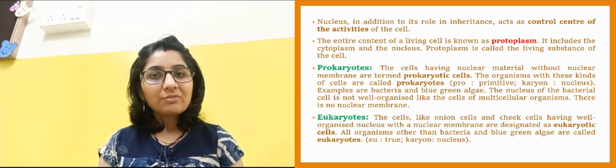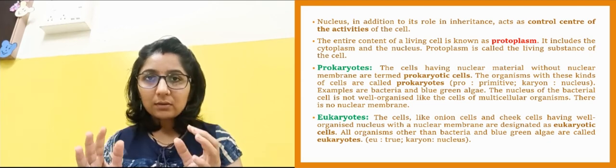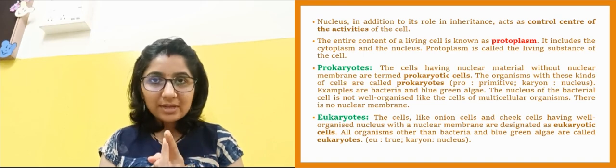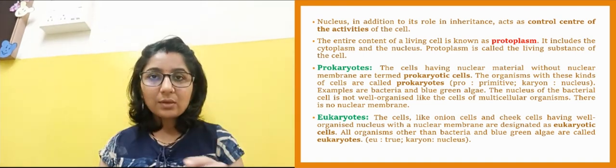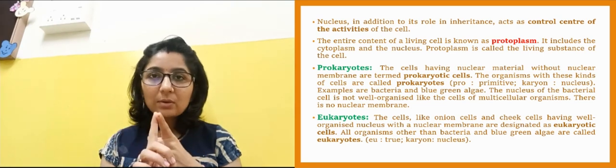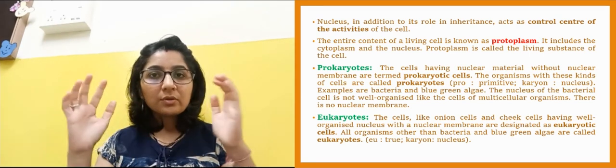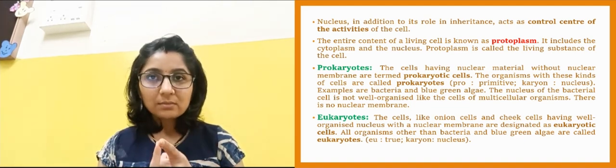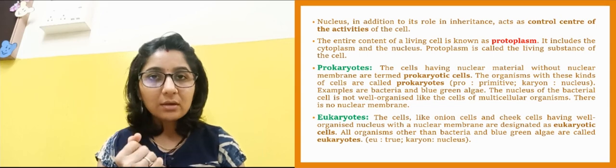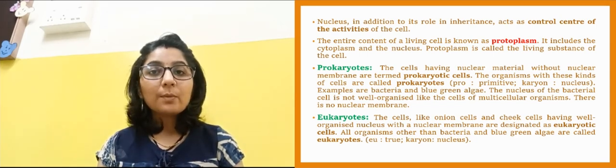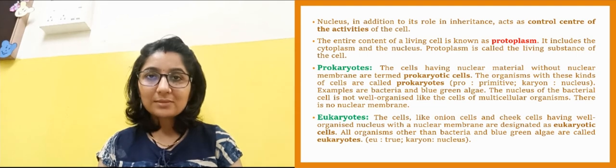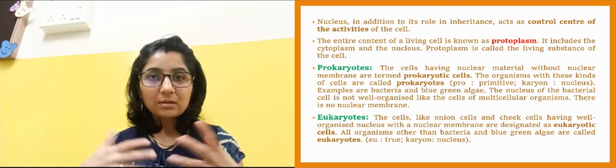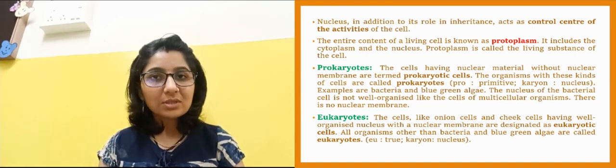And if we see the entire content of this living cell, it includes the cytoplasm and the nucleus. Inside the cell membrane you find the cytoplasm and the rounded nucleus. Cytoplasm and nucleus together are called the protoplasm. So protoplasm means cytoplasm and nucleus. I hope you are getting these points and the concepts are clear to you, and there is no confusion in the words at all.